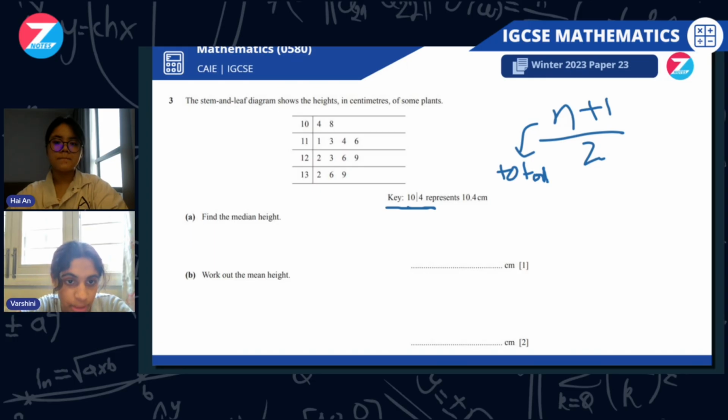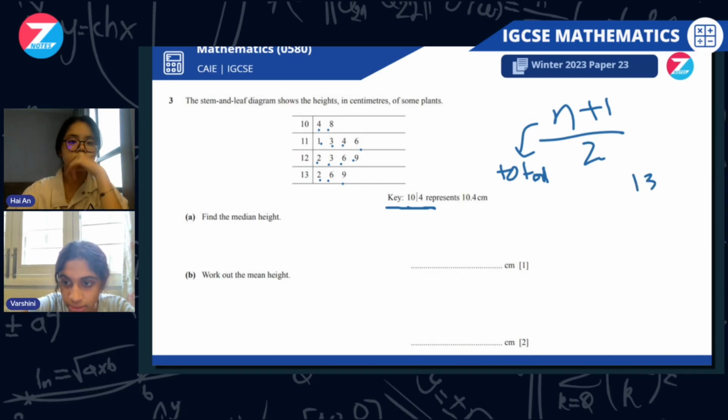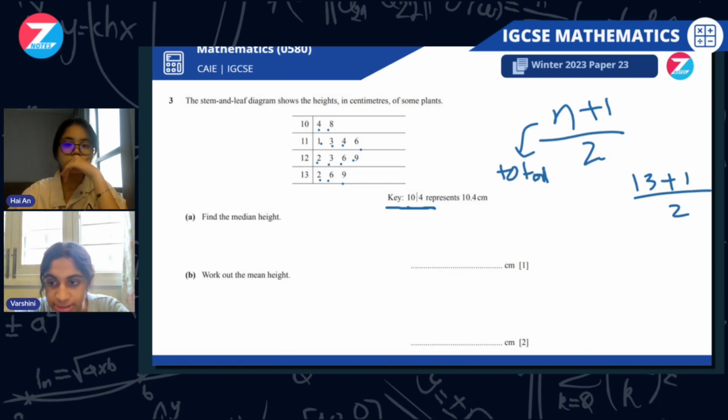We can count them. The first one is 10.4, then 10.8. So we can leave out this column when we're counting. Let's just count the numbers: 1, 2, 3, 4, 5, 6, 7, 8, 9, 10, 11, 12, 13. So there are 13. The median position is 13 plus 1 over 2. That's 14 over 2, which is 7.